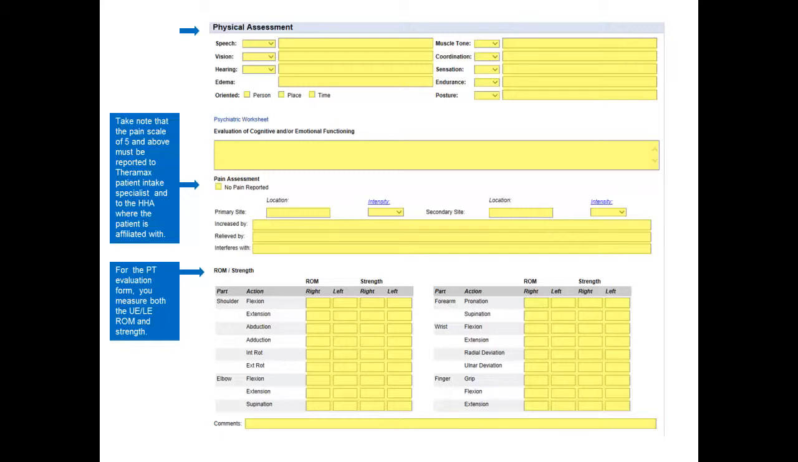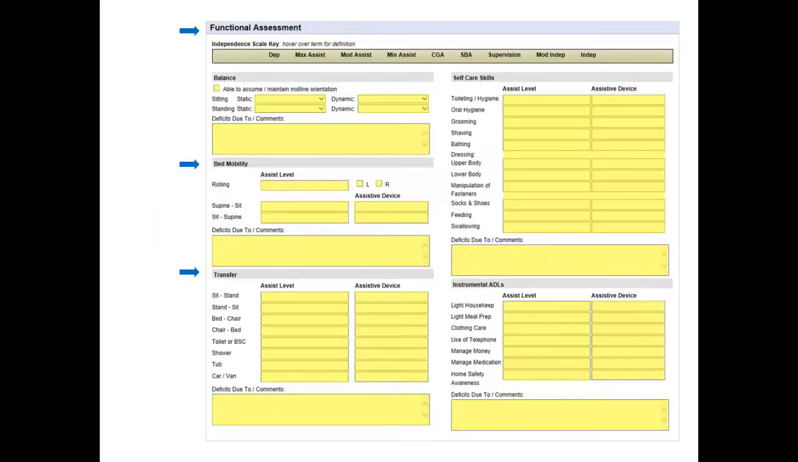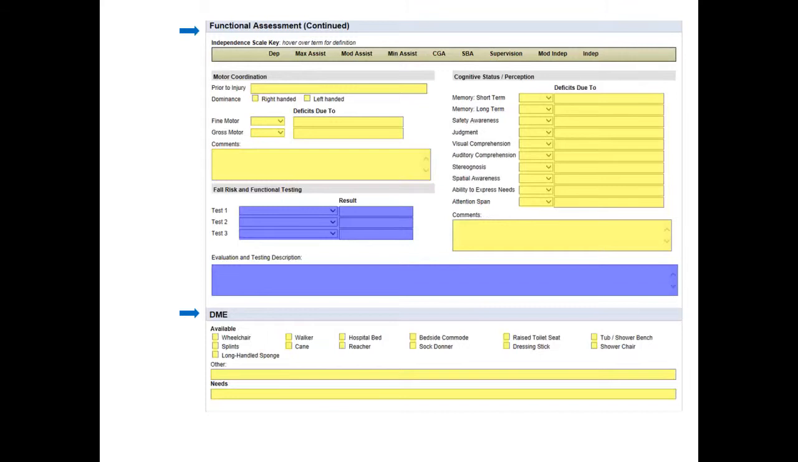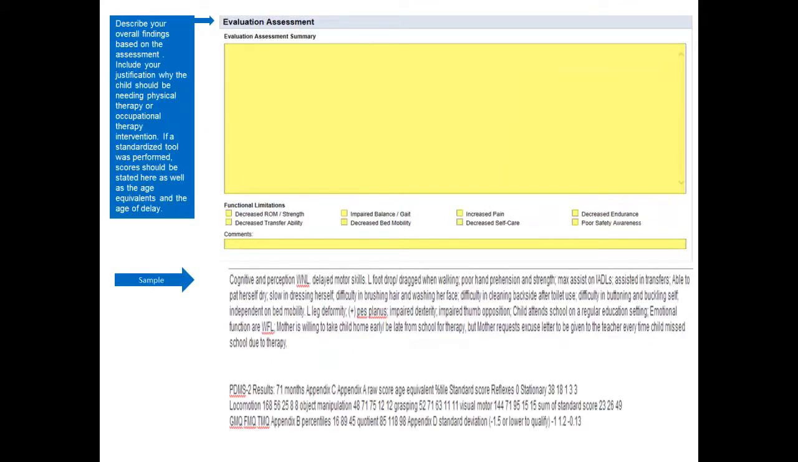For the PT evaluation form, you measure both the upper extremity and lower extremity ROM and strength. Describe your overall findings based on the assessment. Include your justification why the child needs physical therapy or occupational therapy intervention. If a standardized tool was performed, scores should be stated here, as well as the age equivalence and the age of delay.